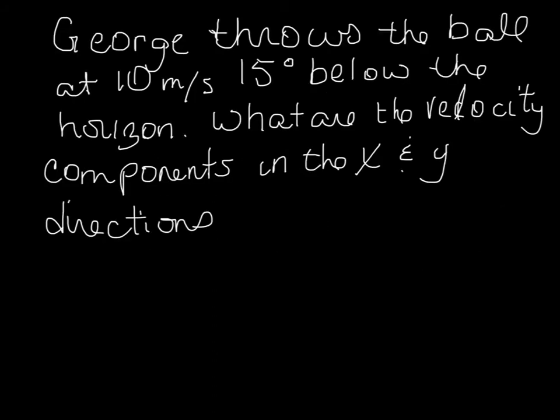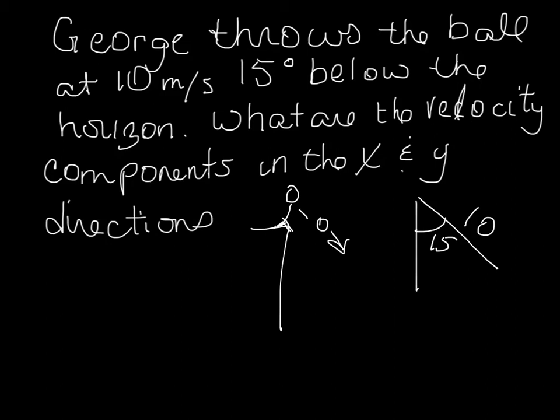Now we have George throwing the ball at 10 meters per second, 15 degrees below the horizon. So what does that look like? Here's George, and he's throwing the ball down. This gives us 15 degrees here, and this is 10. So now we want our x and our y components. He's thrown it down.